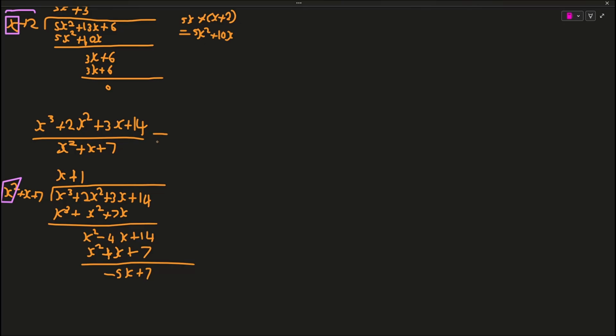So we are going to write this answer as x plus 1 plus minus 5x plus 7 over x squared plus x plus 7. And that is the answer to that.